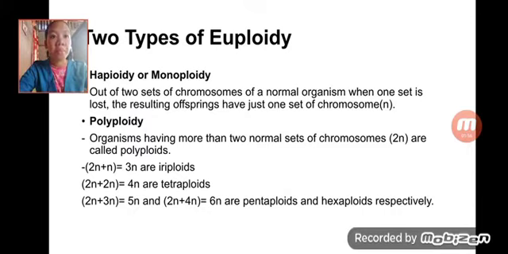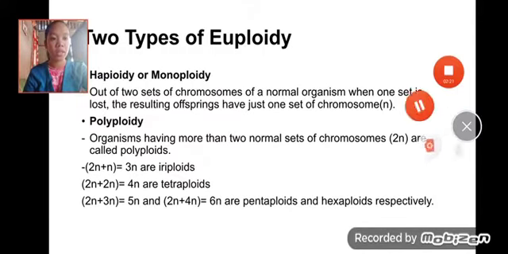Some male wasps, ants, and bees, for example, are monoploid because they develop from unfertilized eggs. Cells of monoploid individuals are very useful for producing mutants because there is only one dose of each of the genes. Thus, mutants can be isolated.